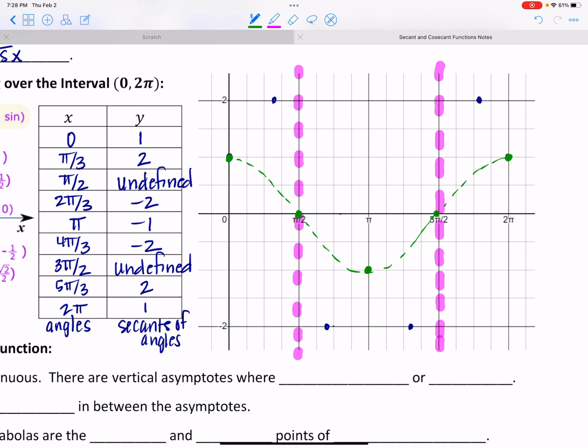All of the points on my secant curve should be the reciprocal of the points on this curve, which is why the secant had a point here, because the reciprocal of 1 was 1. And we had a point here because the reciprocal of -1 was -1. And we have a point here. The reciprocal of 1 is 1. Now, this is also why we had the asymptotes at the zeros, right? The reciprocal of 0 being undefined, we see those barriers there.